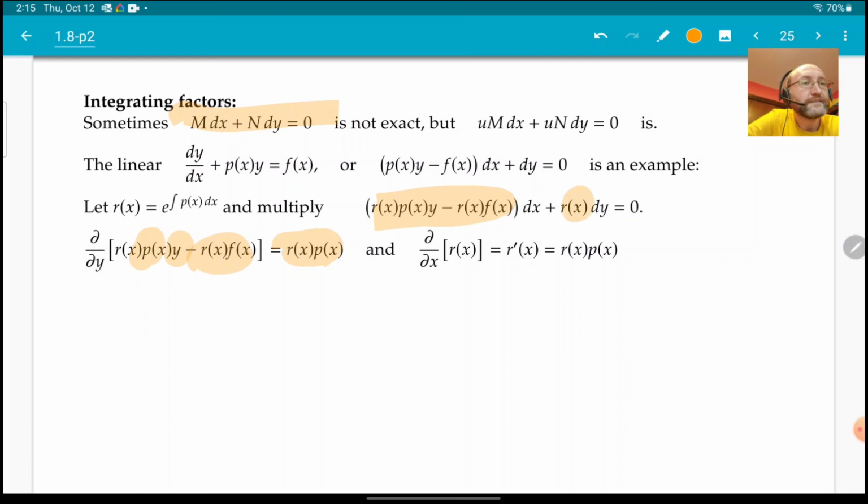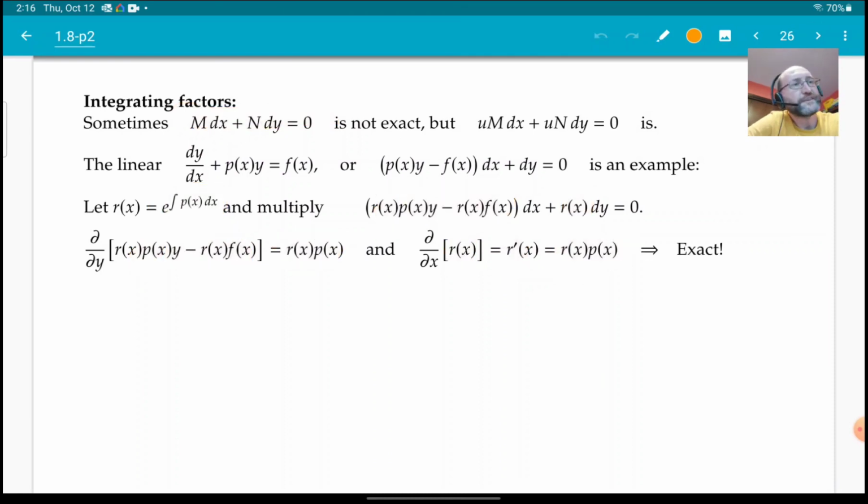On the other hand, the N over here would have been r, and if we differentiate that with respect to x, we get r prime. What is r prime? r is this expression, so if you differentiate, you get precisely that. That's how the integrating factor worked: the derivative of r was r times p. That's precisely how we set this thing up, so that it would have this behavior. Okay, so this is an exact equation.